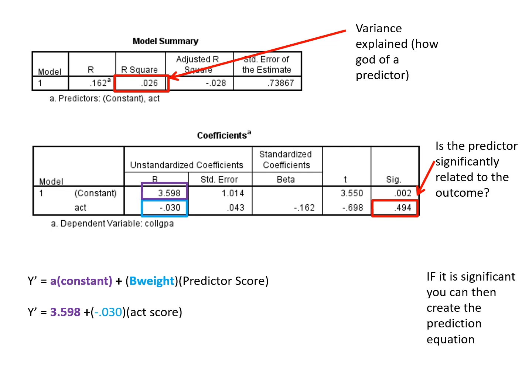If it were significant, then I could create a prediction equation. In this case, I would take the constant, which is 3.598, that purple box. I would add the B weight times the predictor score. So again, what is your score on the ACT? Multiply that by the B weight, add it to the constant, and that is going to be the prediction of that person's actual GPA.